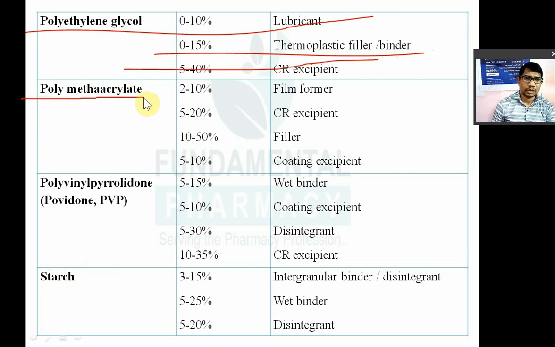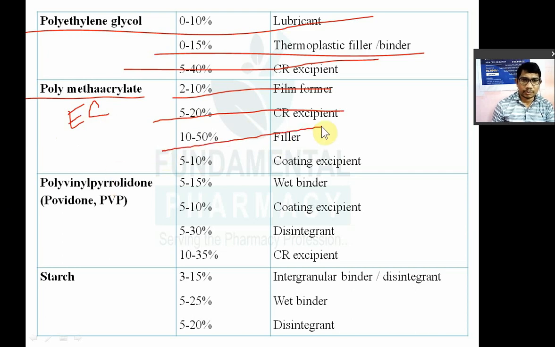Polymethyl acrylate. The acrylates are resins, so it is an enteric coating polymer; remember, enteric coating polymer. At 2 to 10%, polymethyl acrylate is used as a film former. At 5 to 20%, a controlled drug release excipient. At 10 to 50%, a filler. At a concentration of 5 to 10%, it is used as a coating excipient.